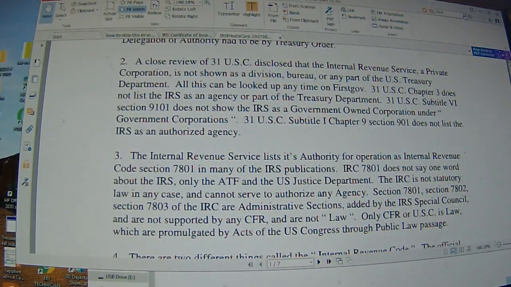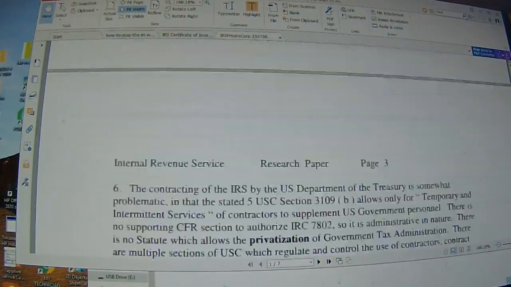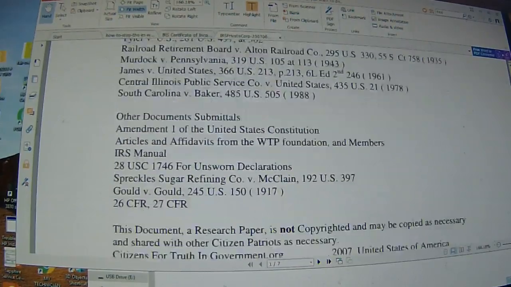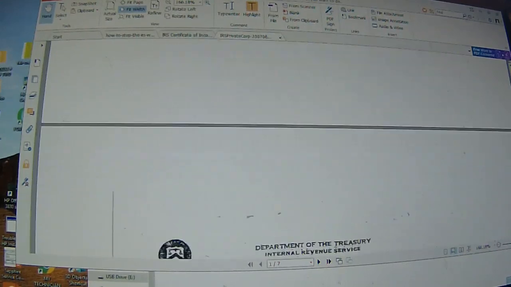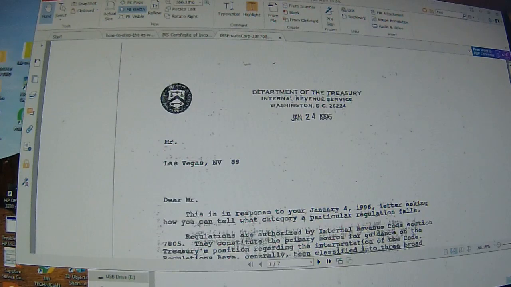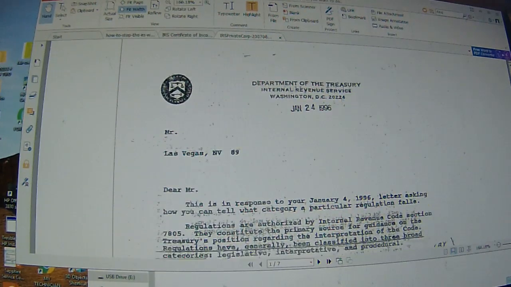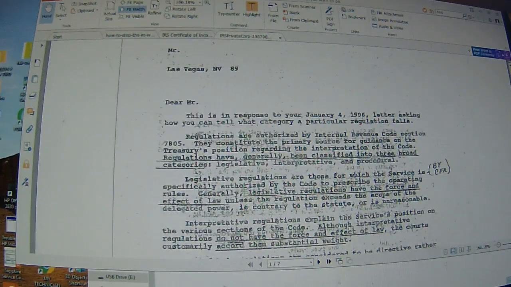But nevertheless, we have this document too, and that comes along with everything that you have, and it gives you a complete breakdown on all this information. You're thoroughly furnished. Department of the Treasury, Internal Revenue Service, Washington, D.C. There's a letter there. Let me read a little bit of this.